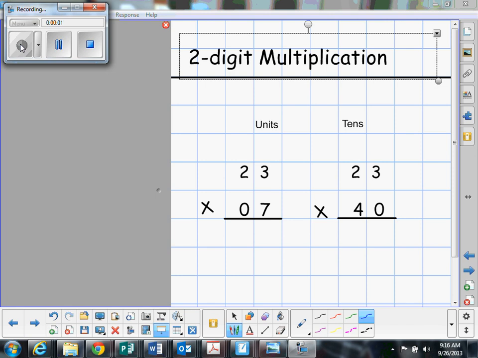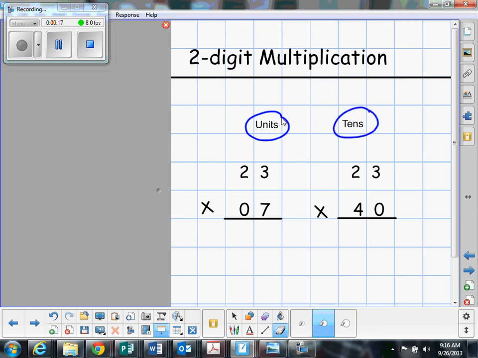Okay, before we start the actual multiplying of two-digit by two-digit numbers, we're going to break it down. What two-digit by two-digit multiplication really is, is you're multiplying two separate numbers: a units number, which is right here, and a tens number, like this. Now, we're going to first do the units number.